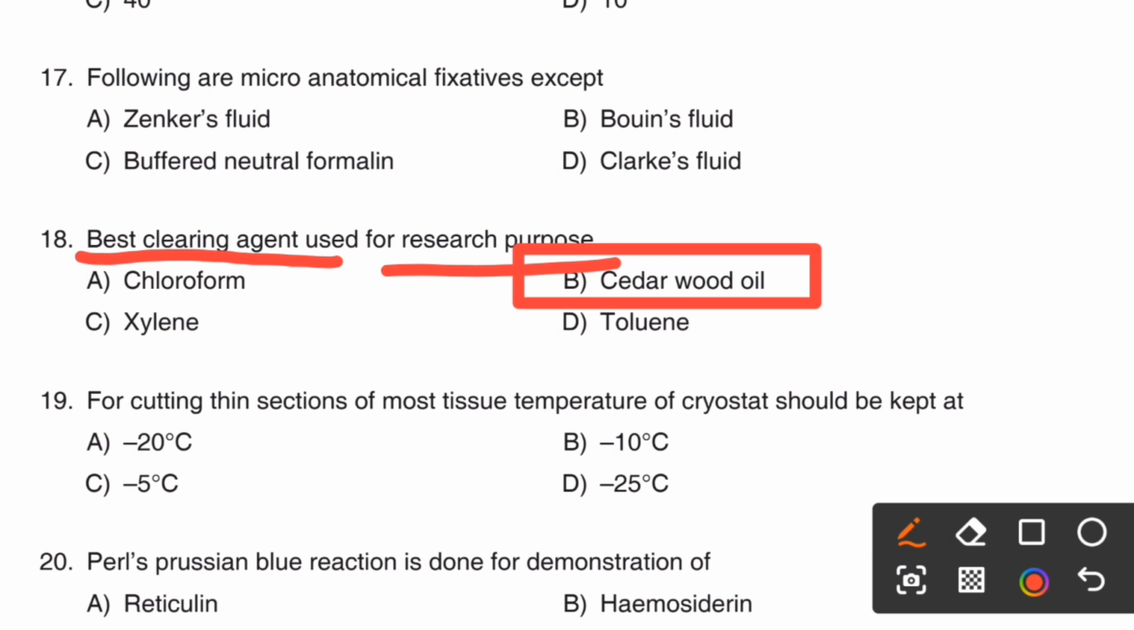Next one. For cutting thin sections of most tissue, temperature of cryostat should be kept at which temperature? The right answer is option A, minus 20 degrees Celsius. Minus 20 to 22 degrees Celsius.